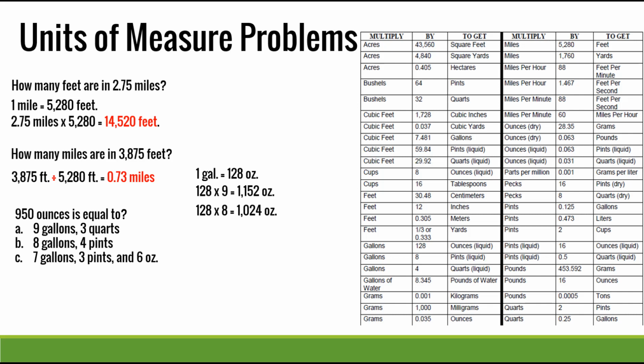128 multiplied by 8 is equal to 1,024 ounces. Again, we are coming up with too many ounces for the question. Our answer must be C, but let's go ahead and figure it out anyways.